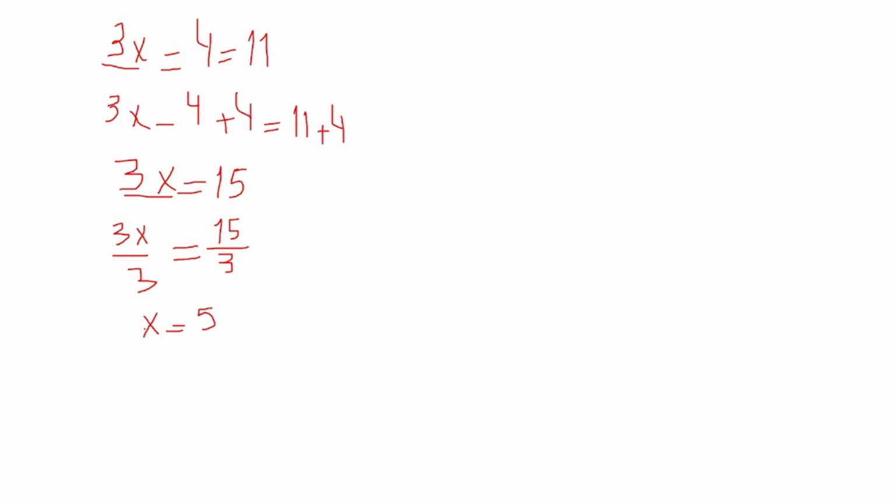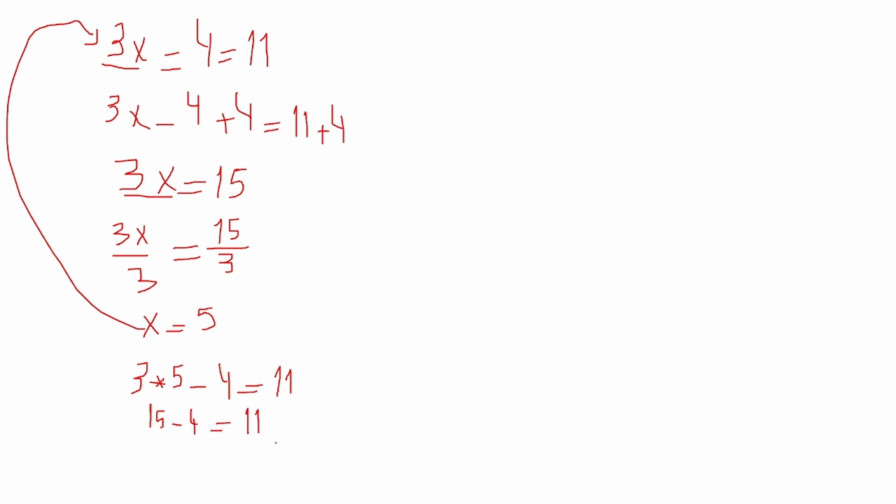And our verification is to substitute here. So 3 multiplied by 5 minus 4 equals 11. 3 multiplied by 5, which is 15, minus 4 equals 11. And here we made sure that our answer is correct.